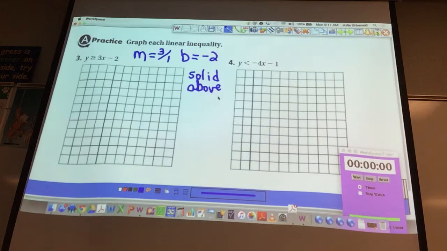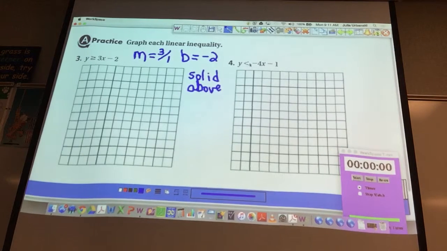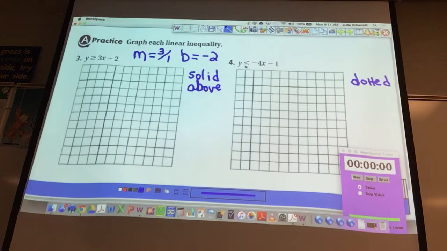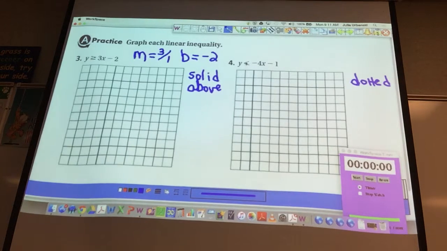This one right here, solid or dotted? It's dotted, because the little line underneath is missing. So you make it dotted because pieces are missing. And do you shade it above or below? Below.